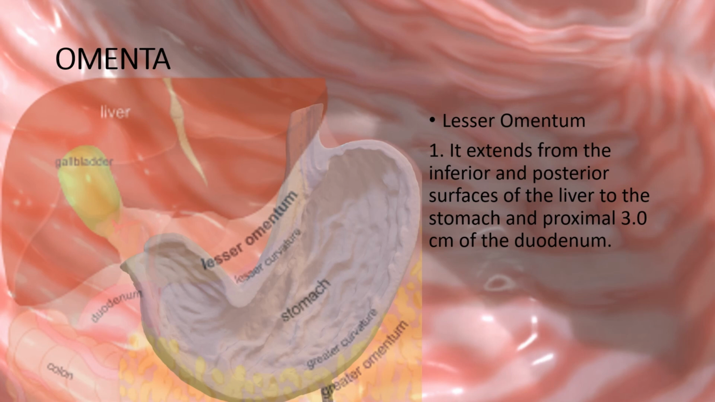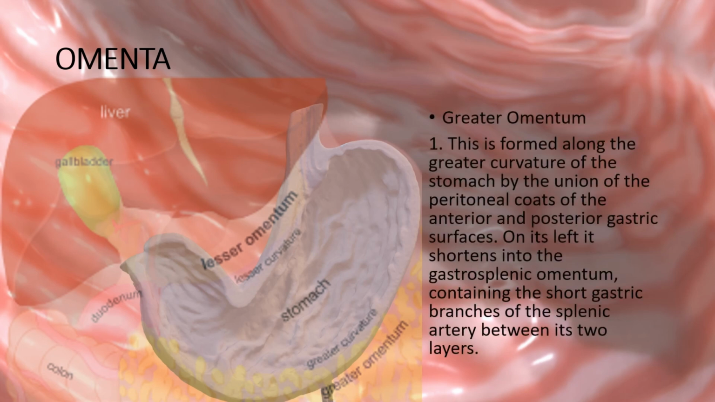Also, we have another omentum that is called the greater omentum. This is formed from the greater curvature of the stomach by the union of the peritoneal coats of the anterior and posterior gastric surfaces. On its left, it shortens to the gastrosplenic omentum containing the short gastric branches of the splenic artery between its two layers. On the right, it is continued for 3 centimeters along the lower border of the first part of the duodenum.